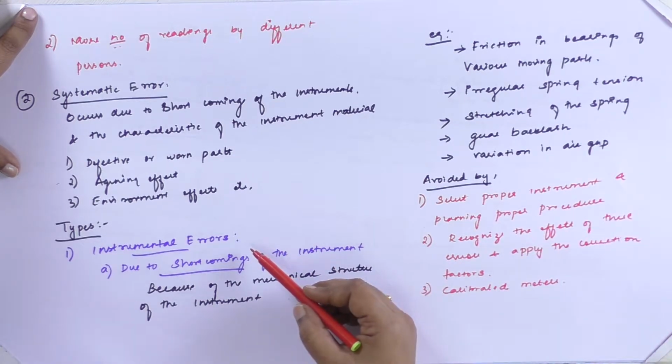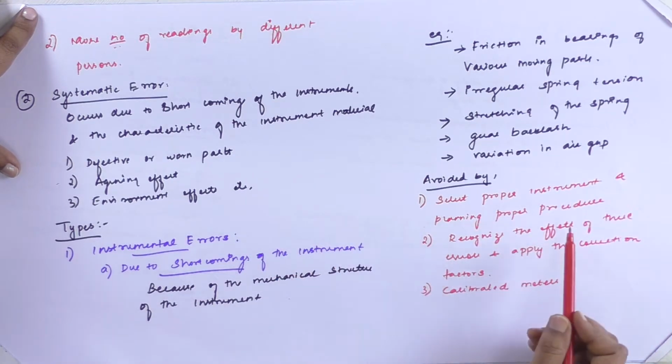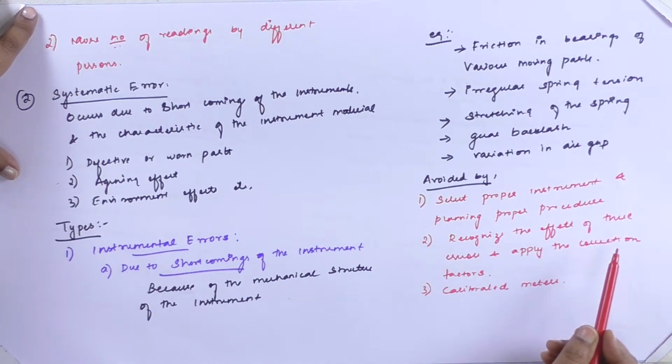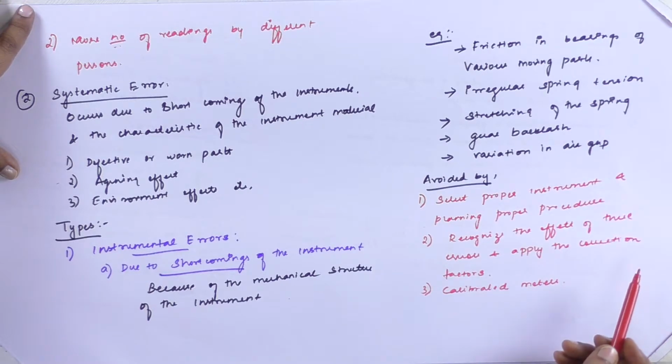So the instrumental errors can be eliminated by choosing proper instrument and proper procedure for measurement, and we have to use a calibrated meter for that measurement. And if error occurs, we have to recognize the effect of that error, and we have to apply the correction factors in order to correct that error.